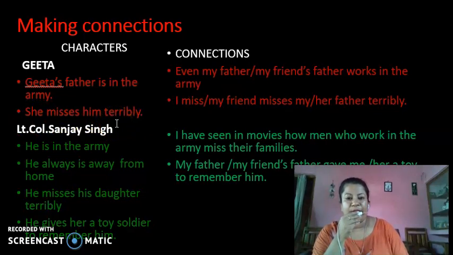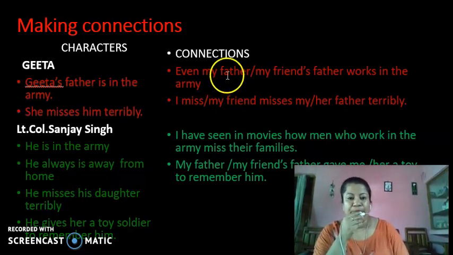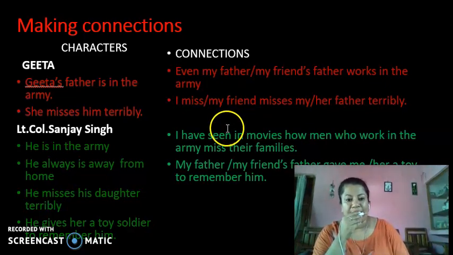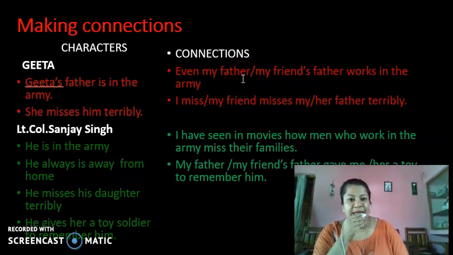Now we already know that when a person works in a different place, the family members tend to miss them a lot, and they also miss the family members. So you can say, I miss my father terribly. If your father is in a different place, he may not be an army officer, maybe he works away because of business. And if you know any friend whose father is away or whose mother is away, you can also make connections in the same way. You can also say that I have seen movies which have the same kind of situation. This is all making connections.